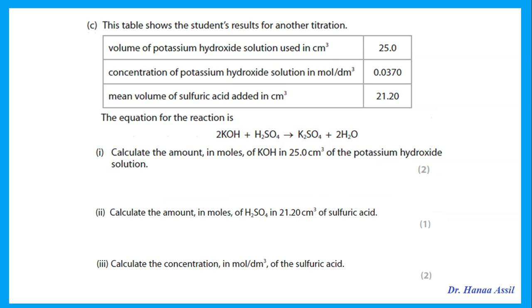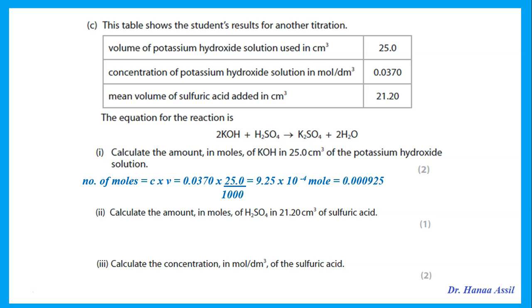This table shows the student's results for another titration. The volume of potassium hydroxide used is 25. The concentration of potassium hydroxide is this. The volume of sulfuric acid needed is this. Now, calculate the number of moles of potassium hydroxide in 25 centimeter cubed of potassium hydroxide solution. So we have 25 centimeter cubed and we are given the concentration, so I can get the number of moles. Remember, number of moles is concentration times volume, and the concentration we're given is 0.0370.